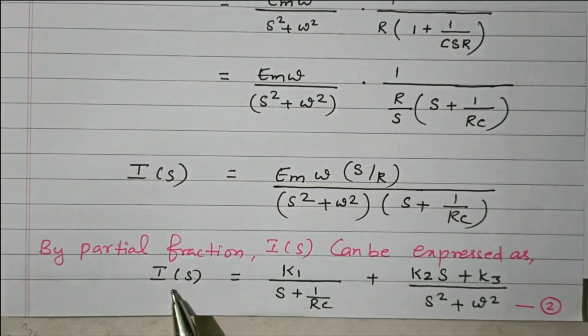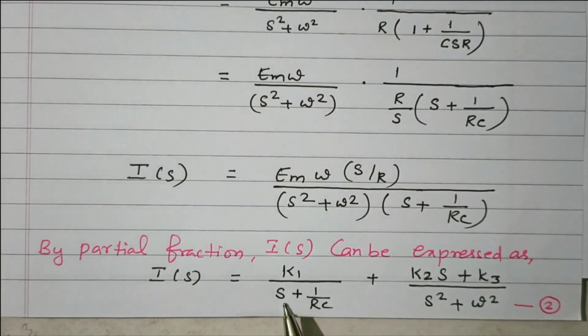So this I(s) can be written as k1 divided by s plus 1 by RC, plus (k2 s plus k3) divided by s square plus omega square. There are 2-3 methods available, and based on that it is split. Here s square is available, so we have k2 s plus k3. Here only s is available, so only one term, k1.